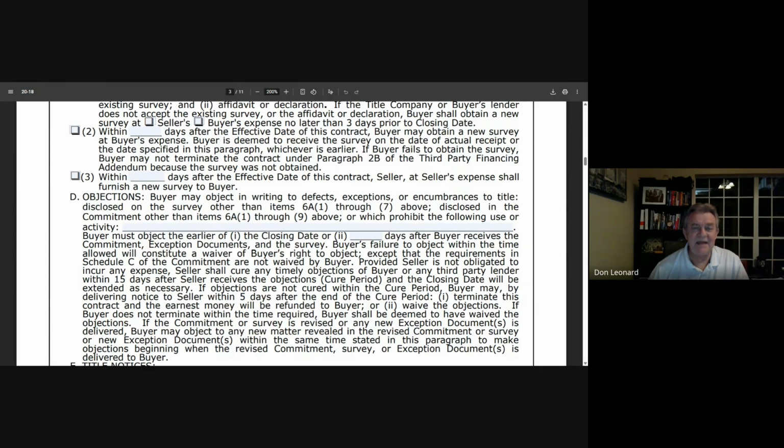All right. So if one of those things comes up, then the rest of this section talks about the seller's right to cure, what we call the cure period. So it says that once this buyer objects, the seller has 15 days to cure, even provided they're not obligated to incur any expense. Well, most of the time they are, but the seller gets 15 days to cure. If they don't cure it in those 15 days, now the buyer has 5 days after that to terminate and get their earnest money back. No, they don't get their option fee back, but they can get their earnest money back.